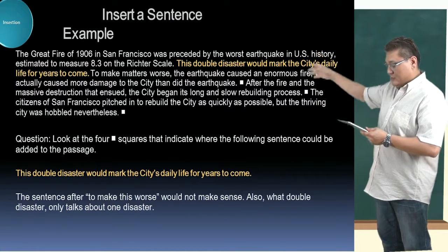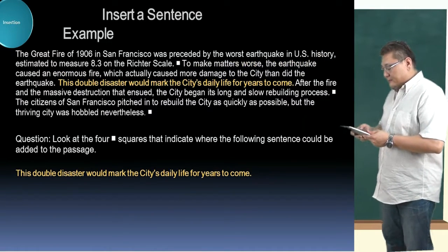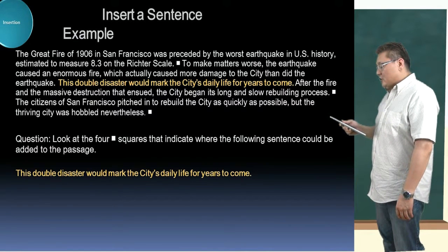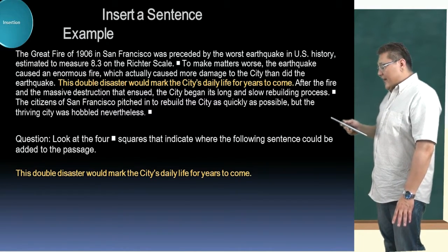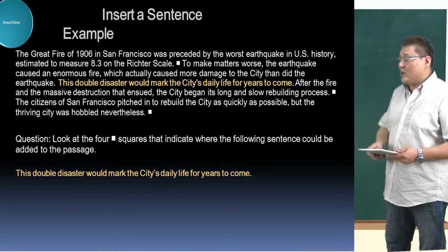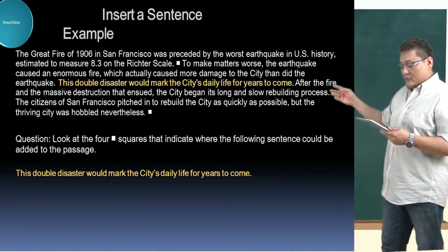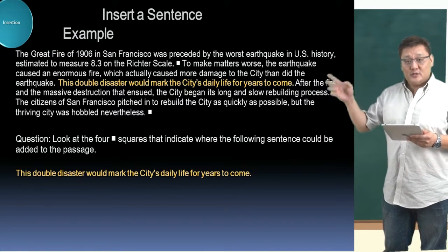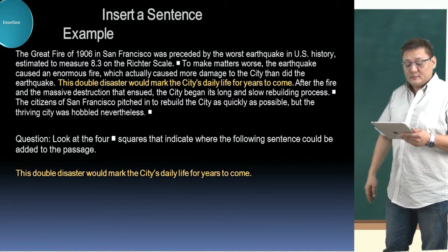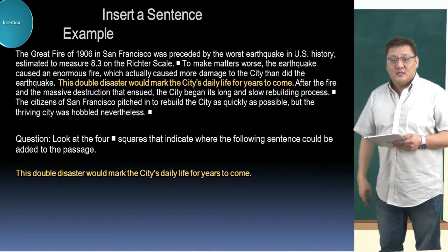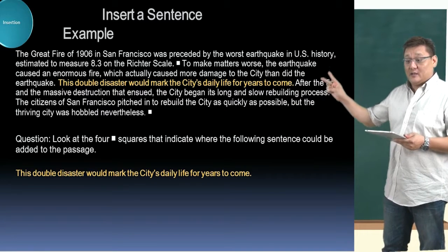Ready? Boom. I put it in the second one. Okay, here we go. This makes matters worse. Earthquake caused an enormous fire, which accidentally caused more damage to the city than did the earthquake. Okay? So now you're thinking, okay, they talked about one disaster. What was it, everyone? Fire. Okay? Then what else did they talk about? Earthquake. So two came out.